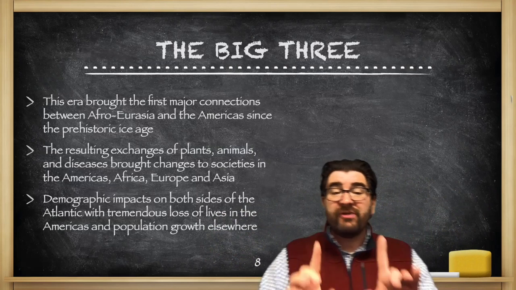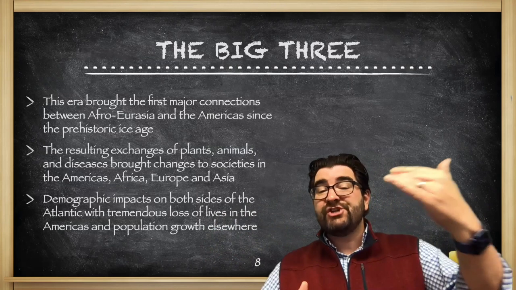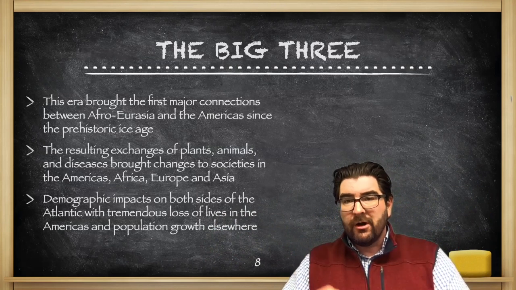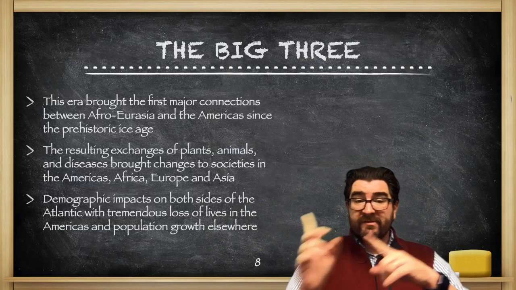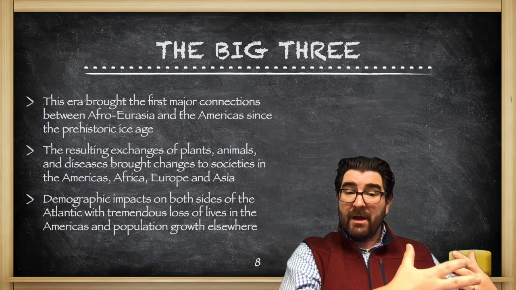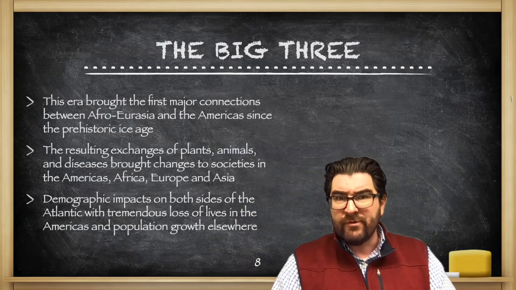The resulting exchanges of plants, animals, and diseases will bring changes to societies in the Americas, Africa, Europe, and Asia. Demographic impacts on both sides of the Atlantic will contribute to tremendous loss of lives in the Americas and population growth elsewhere as new foods enter diets.